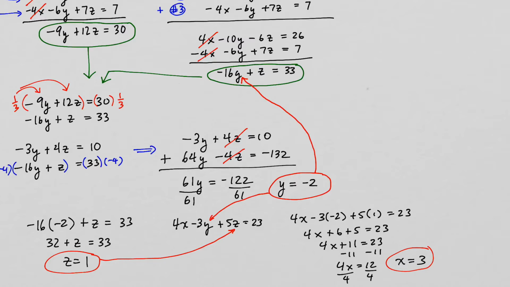Now we take all three of those numbers, x, y, and z, and we write them down to form an ordered triple. So x is 3, y is negative 2, and z is 1. And this is our solution.